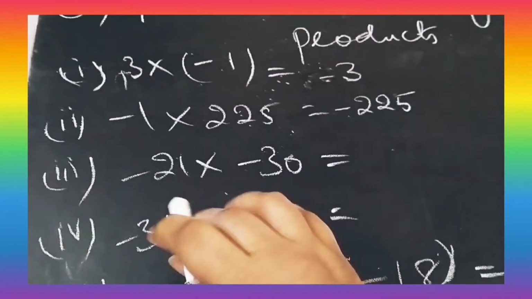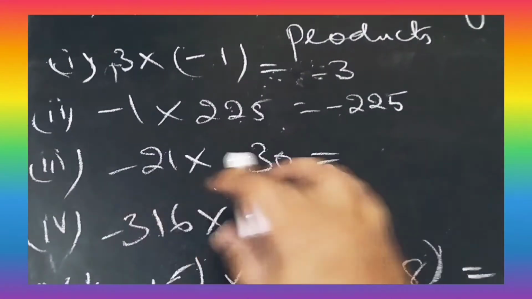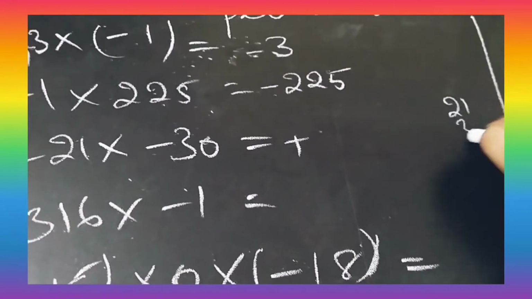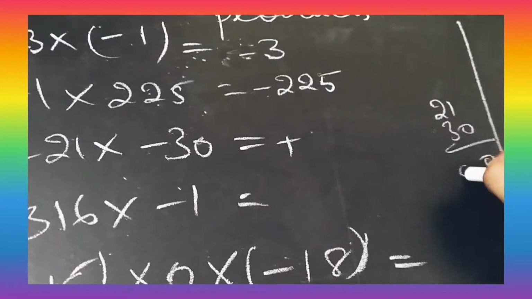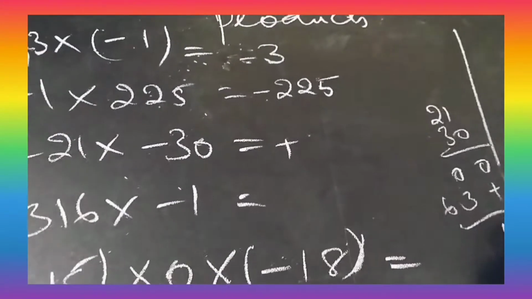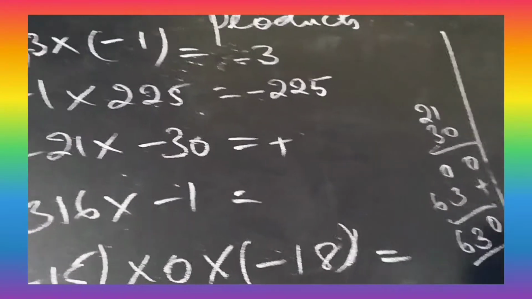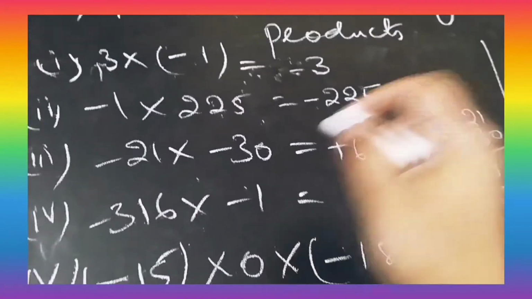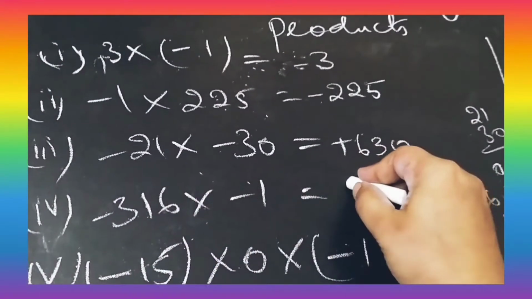Now minus 21 into minus 30. Minus into minus is plus. Again 21 thirties are: 1 zero is 0, 2 zeros are 0, 3 ones are 3, 3 twos are 6, so it is 630, plus 630.